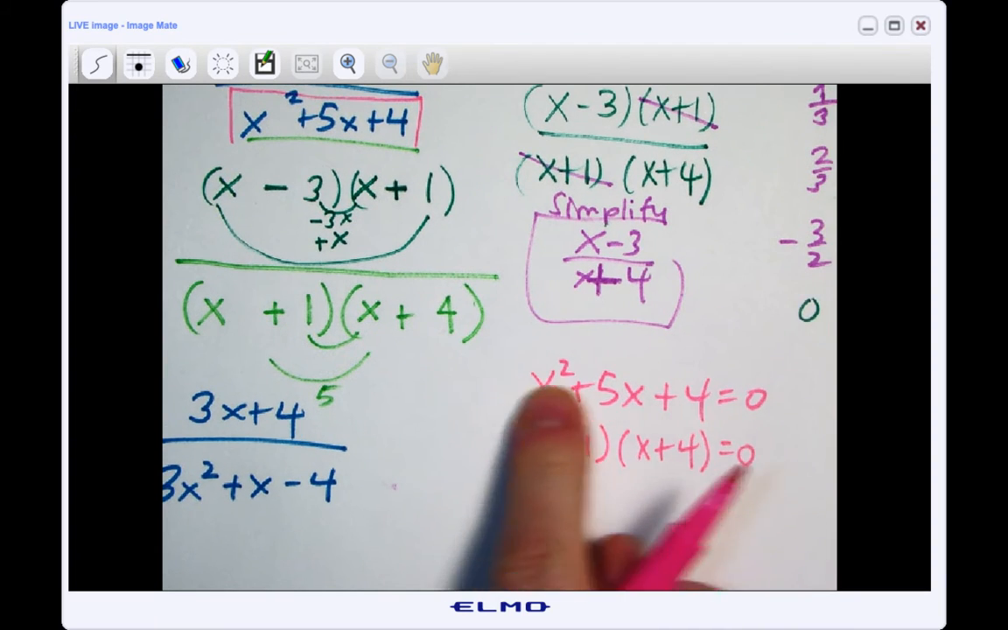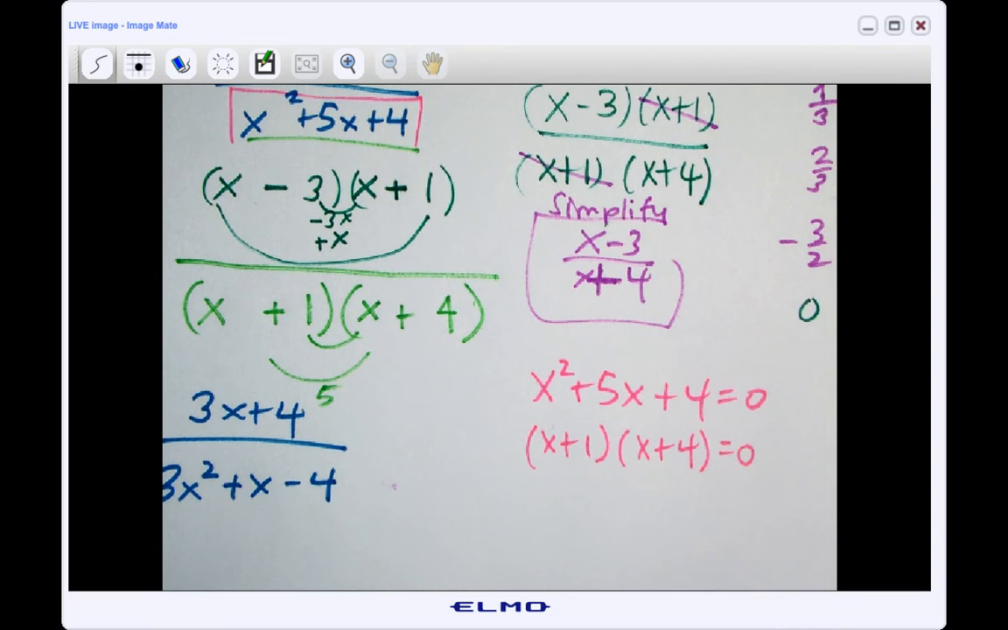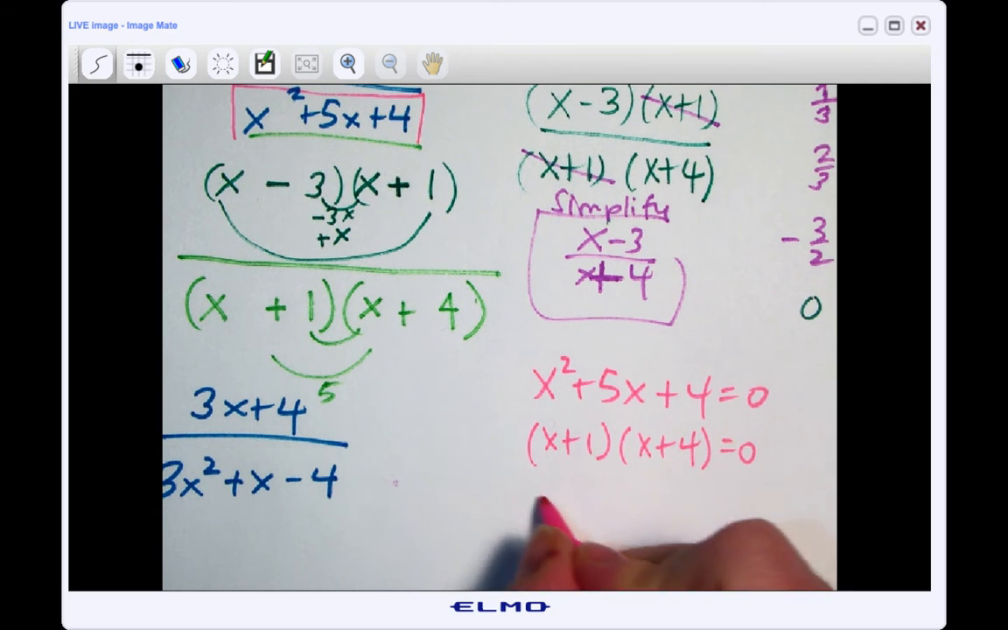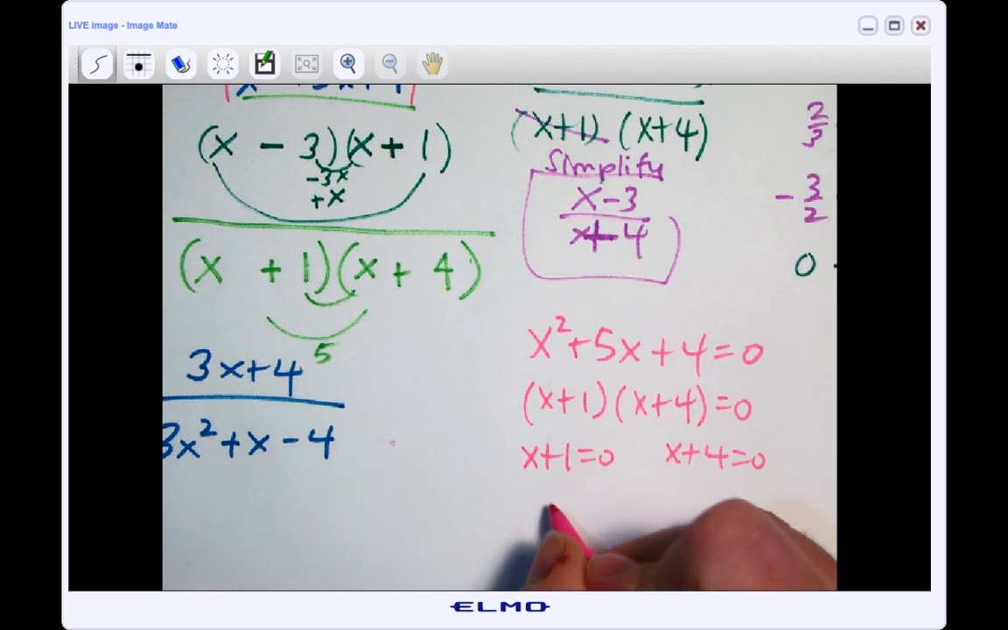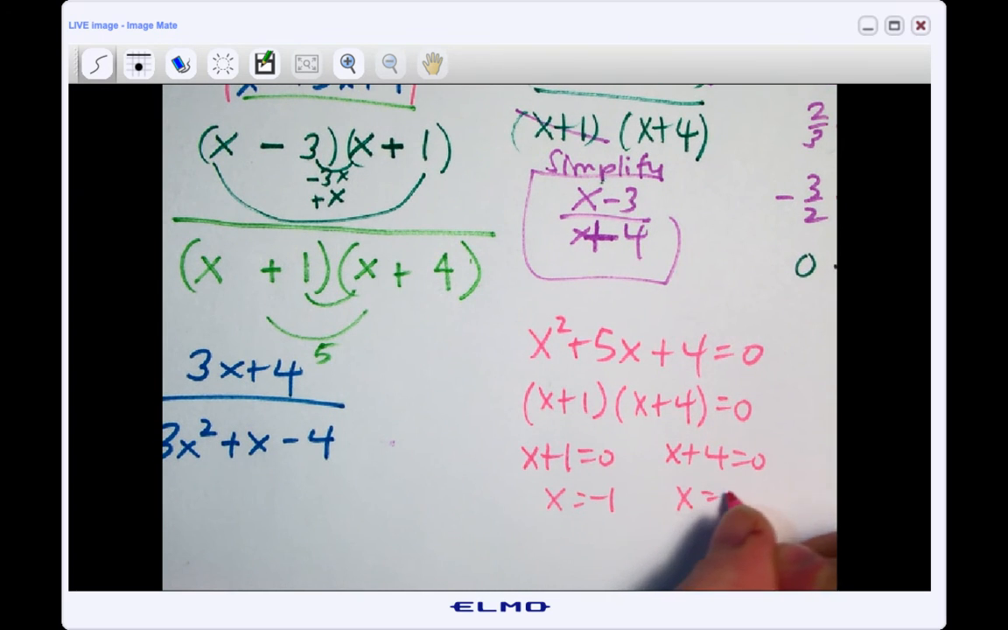And how would you solve this? Of course, it's a quadratic. You'd solve it by factoring. So what will we do from here? We'd use our zero product property to say that one of these factors has to be a 0. So I get x is equal to -1 and x is equal to -4.